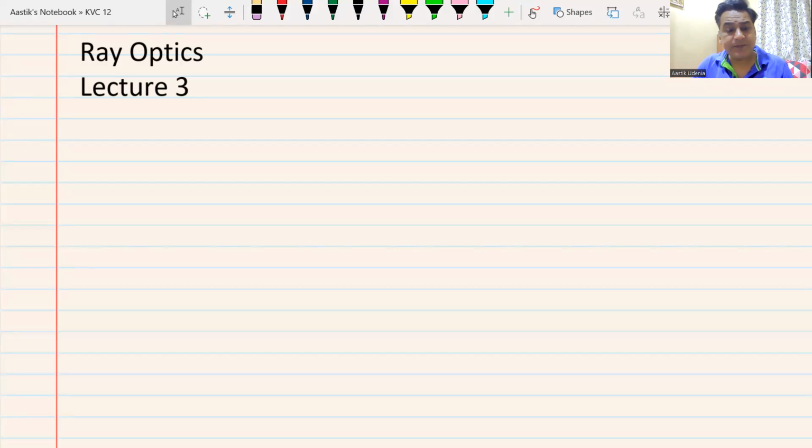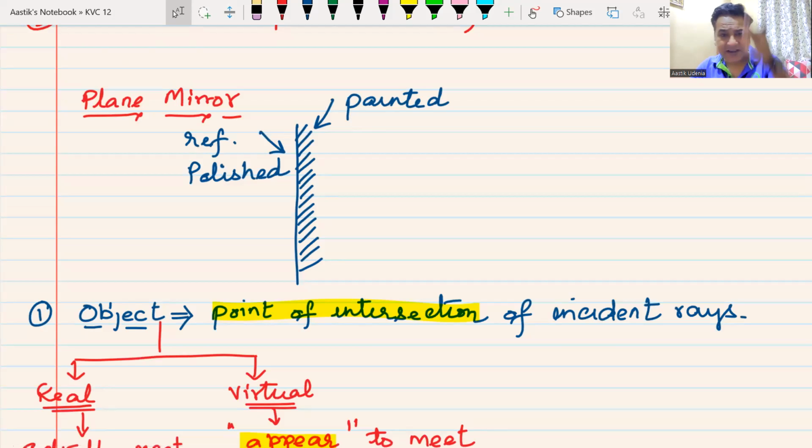I guess in the previous lecture we had talked about what is a plane mirror. I hope you remember what is a plane mirror. We had discussed what is a plane mirror. A plane mirror is something which has one surface which is flat and the other side is painted, or polished. It is the reflecting side.